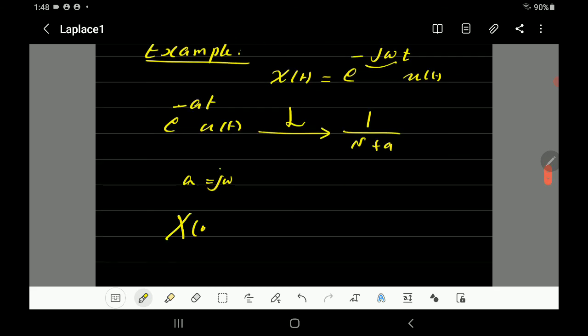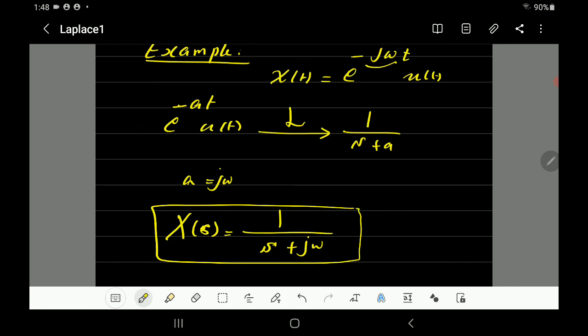So Laplace transform will be equal to 1 over s plus j omega. And that will be the result.